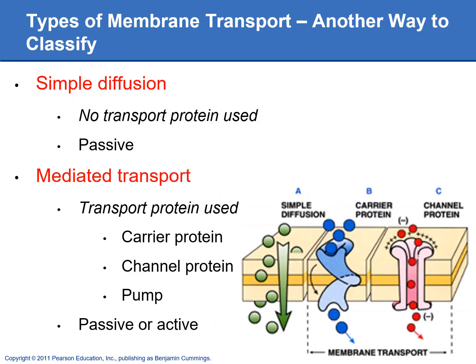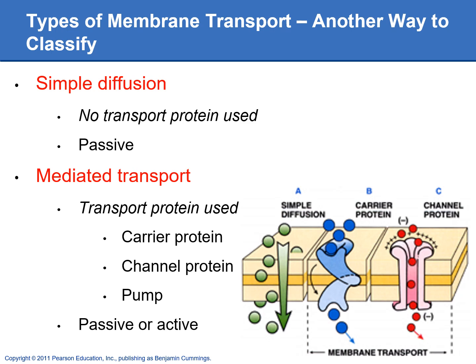All right, and then one other way to look at membrane transport is you can classify whether a transport protein is used or not. So if there's no transport protein used, then that's simple diffusion. So here's a picture of simple diffusion. The molecules just move from high concentration to low concentration right through the membrane. And so that's always going to be passive, no energy needed.